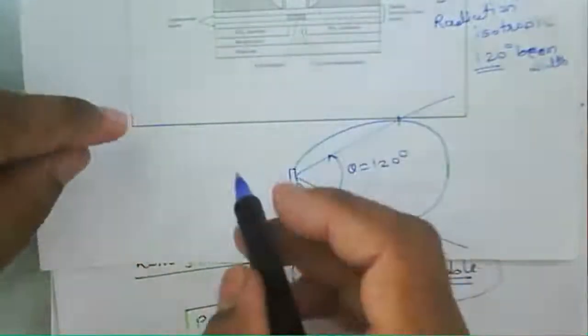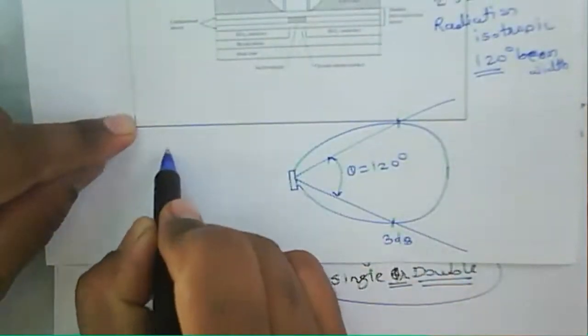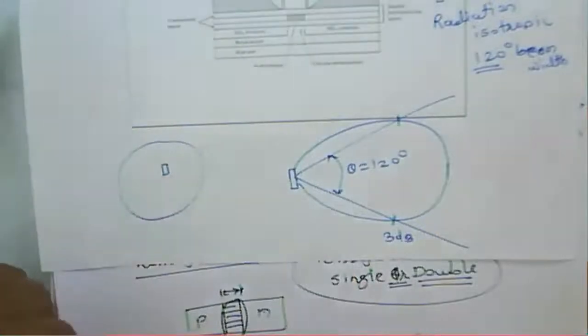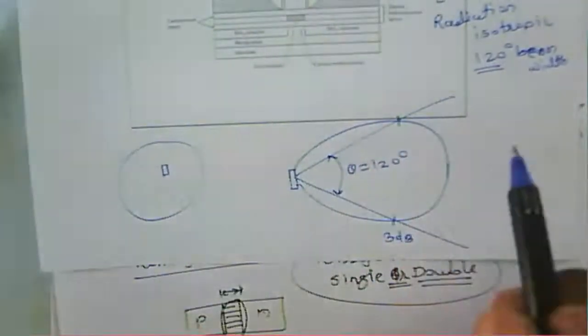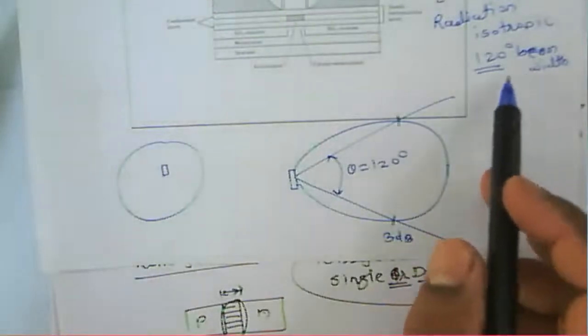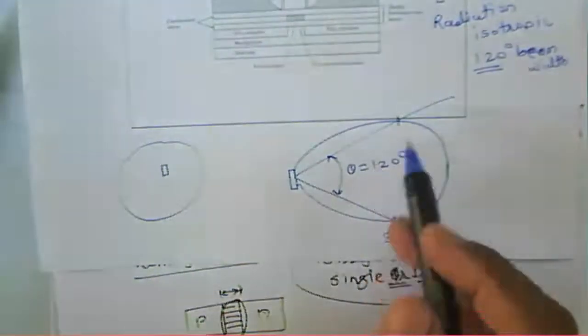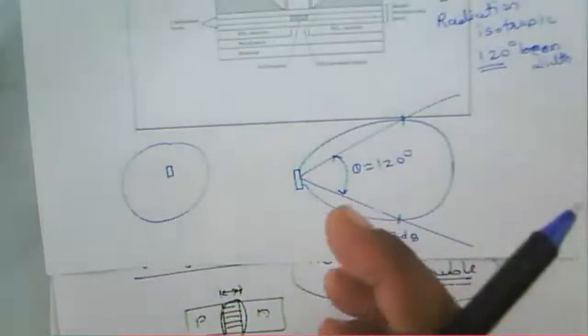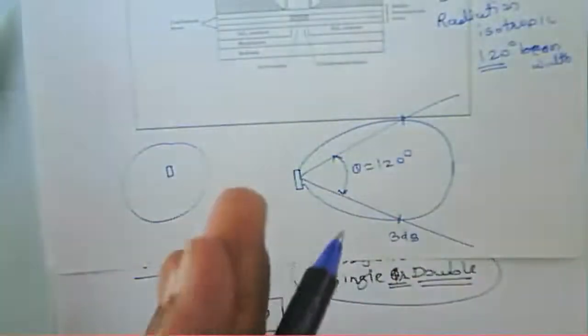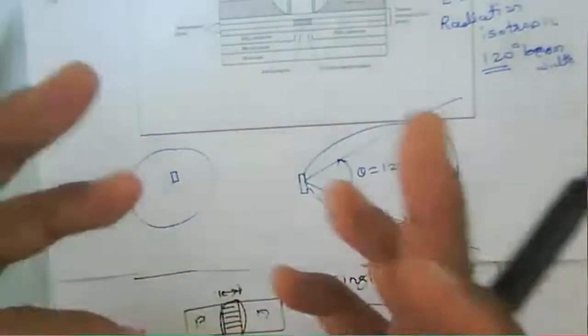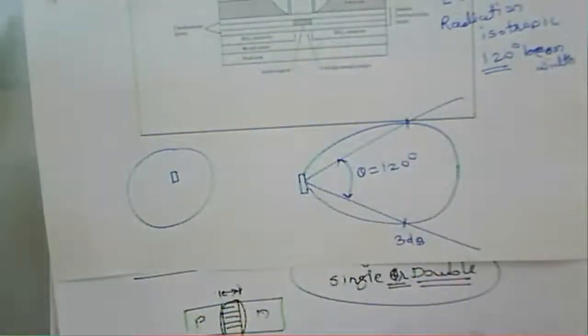So isotropic means what? It radiates the signal in all directions in one plane. But it has isotropic radiation with a beam width of 120 degrees. Radiation takes place, but if you compare it with the acceptance angle of a fiber, that will not be 120 degrees.